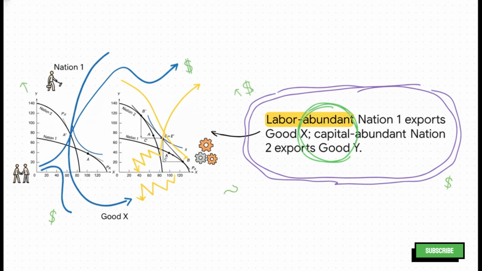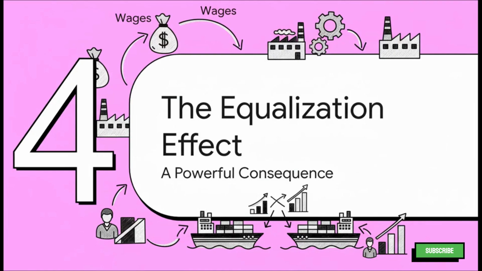And here's the magic. Through trade, both countries get to consume at point E, a point that was literally impossible for either of them to reach by themselves. That right there is the power of trade. But wait, there's more. The theory doesn't just stop with what countries trade. It makes another, even more startling prediction. This time, about what happens to people's incomes inside those countries.